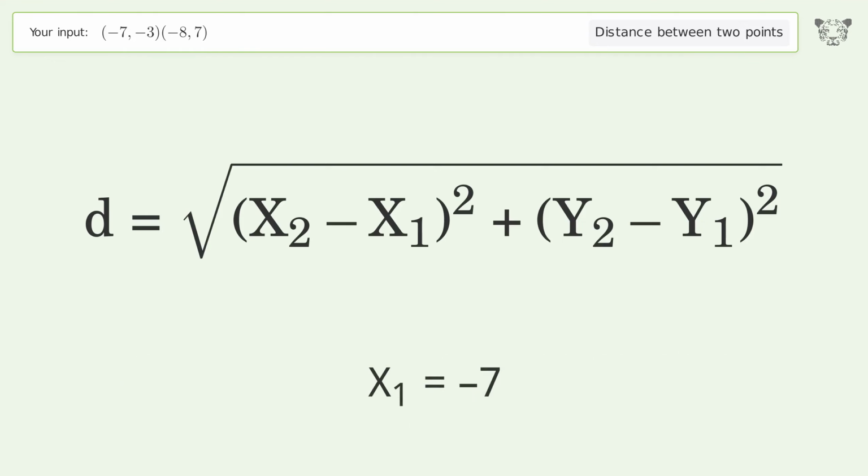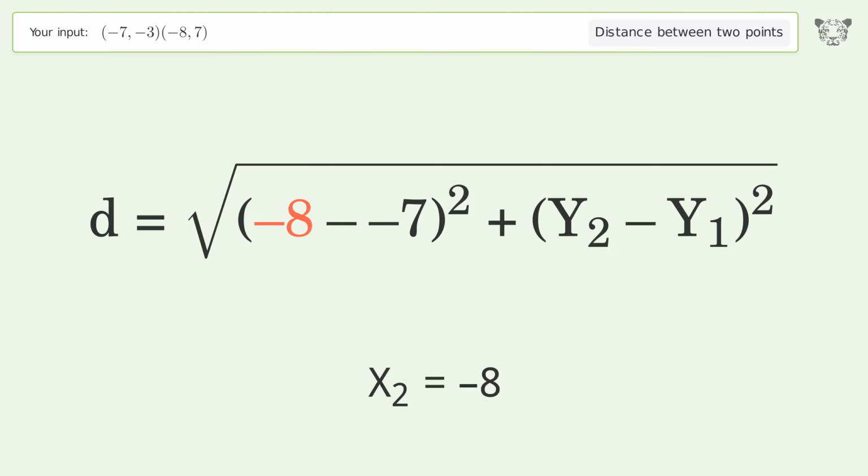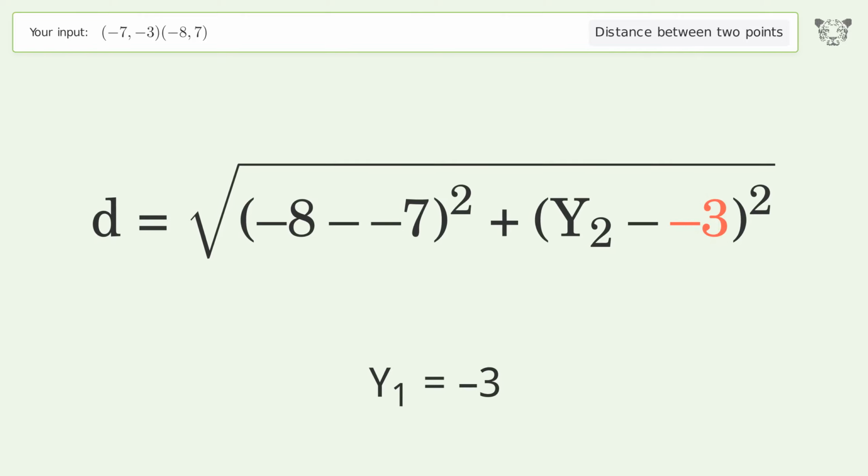x1 equals -7. x2 equals -8. y1 equals -3. y2 equals 7.